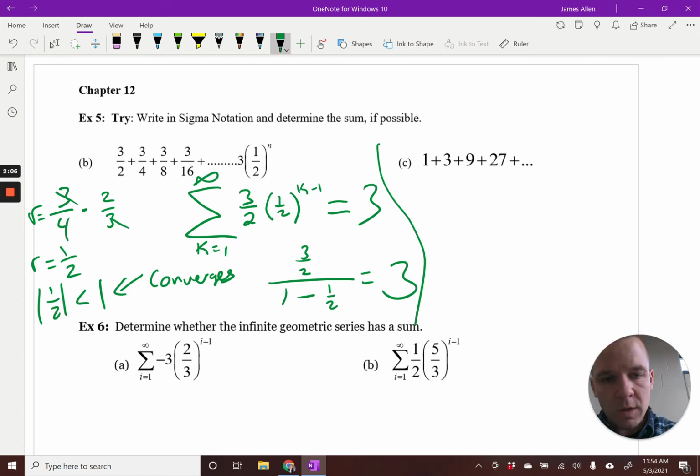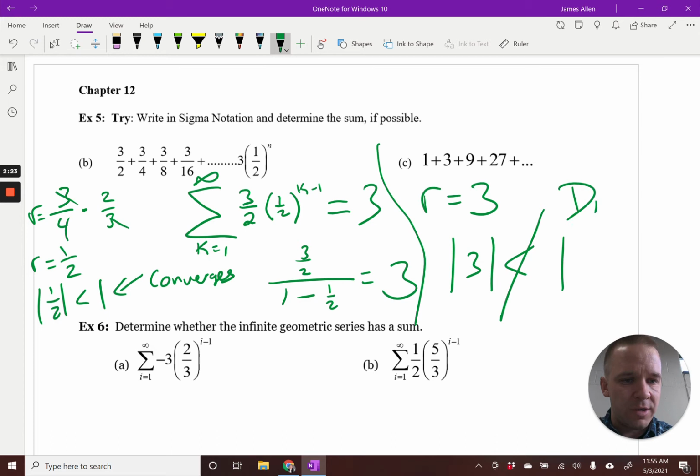Okay. What's happening here? Well, I'm going from 1 to 3 to 9 to 27, so my common ratio is 3. The absolute value of 3 is greater than 1, or we could say not less than 1, so it diverges. So we're not going to find this. It goes to infinity, right? The sum is infinity then. So we're donezo on that one.